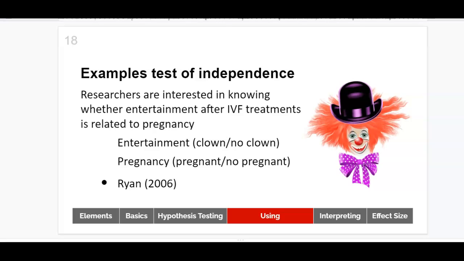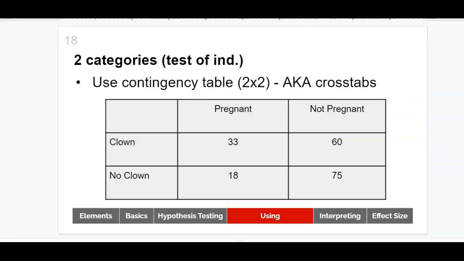When we do a chi-square test, again, it's nominal data. When you work with nominal data, you can only get counts. And so this is some actual count data from the study. So when we look at these, this is showing that for individuals who got assigned the clown, 33 got pregnant, 60 did not.